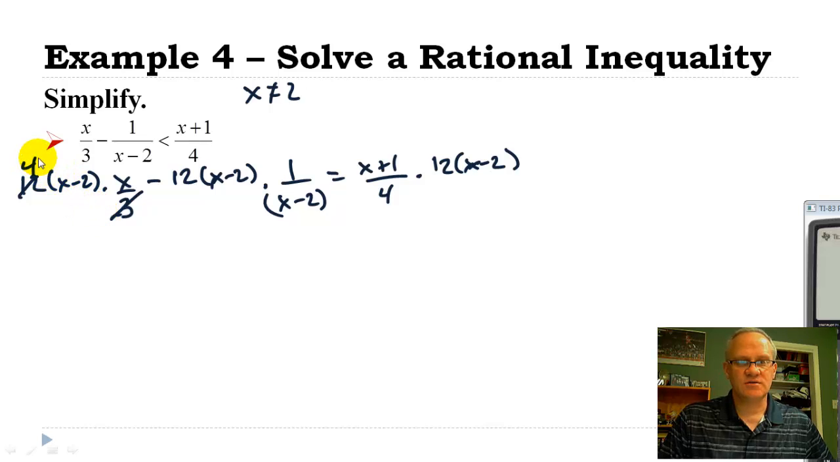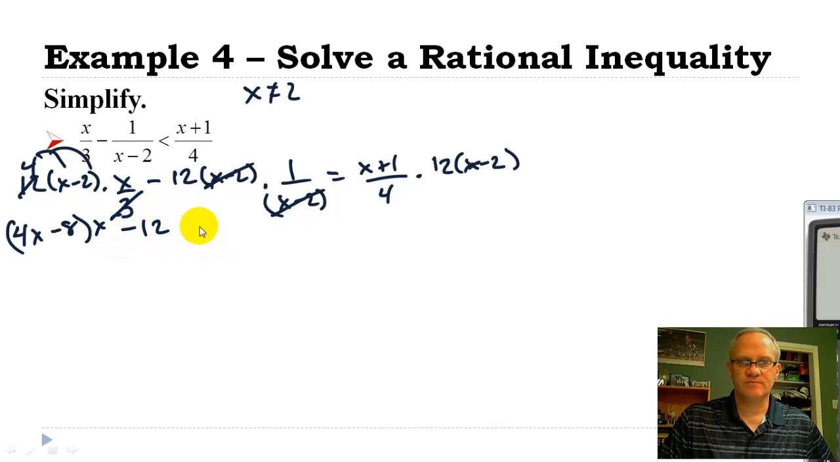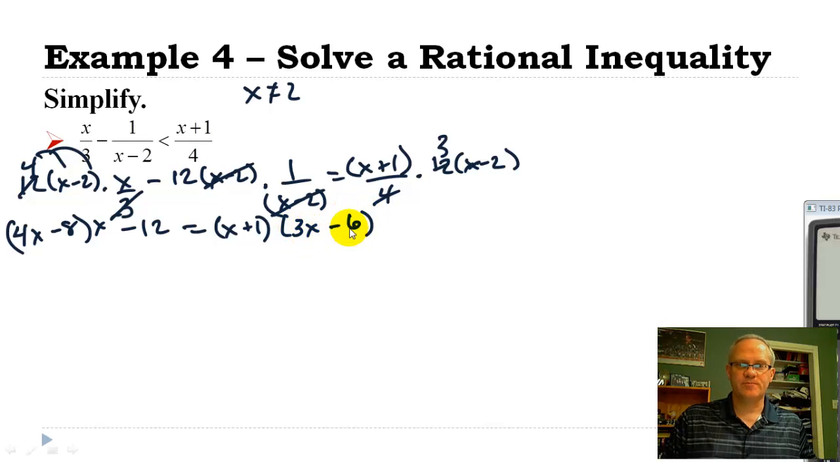You've got, distribute this 4, so that's 4x minus 8, but then you also still have to go times that x there, so I'll distribute that in the next step. This whole thing cancels, so minus 12. Negative 12 times 1. Here, this 4 will cancel with this and leave me with 3. And again, we can distribute that. It's going to have to now be also multiplied by x plus 1. So we've got x plus 1 times 3x minus 6, it looks like there.